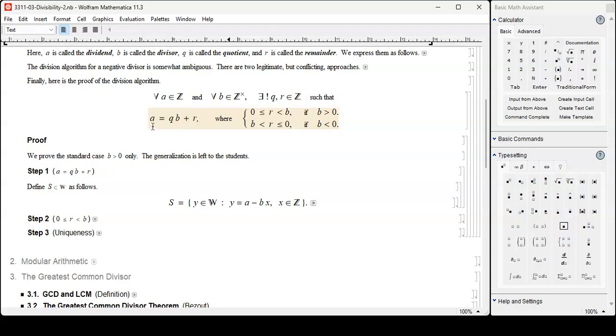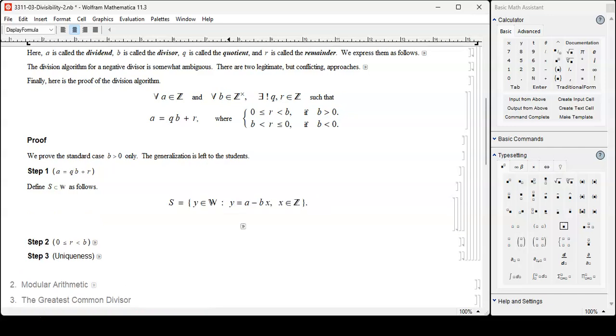What do we want? We want A equals QB plus R, set up the same way. Does it look a little bit different? No, not really. If I flip this BX to the other side, then this is the same as, let me write it again. Flip this BX to the other side, we get A equals BX plus Y. Compare this and that. Are they the same? Flip BX to the other side, and that's what we get here.